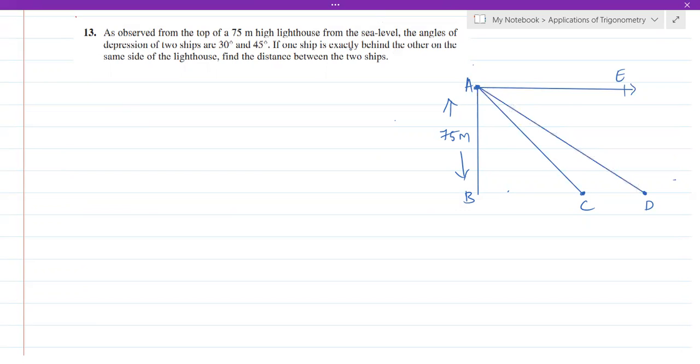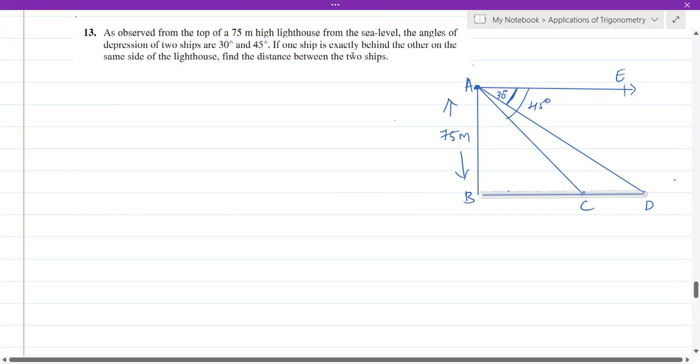Now there are two ships. The angle of depression is this angle and this angle. Obviously, the smaller one will be 30 degrees and the bigger one will be 45 degrees. Okay, using the alternate angle concept, because the horizontal line of sight will be parallel to the ground. Here it is parallel to the sea level.